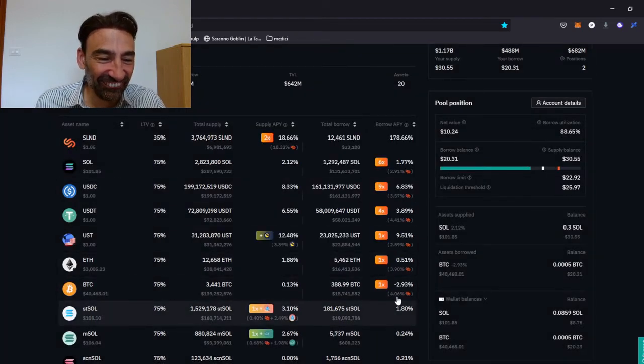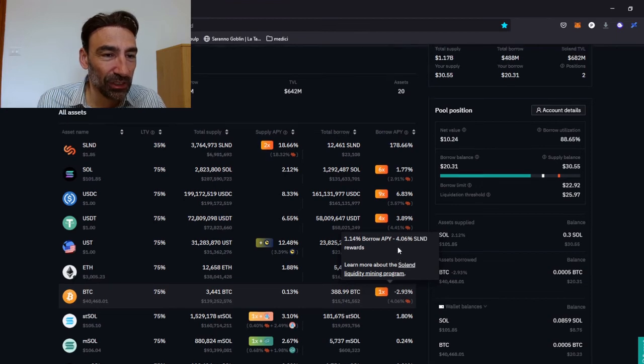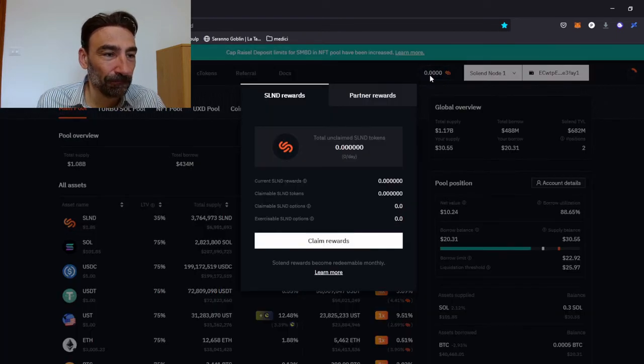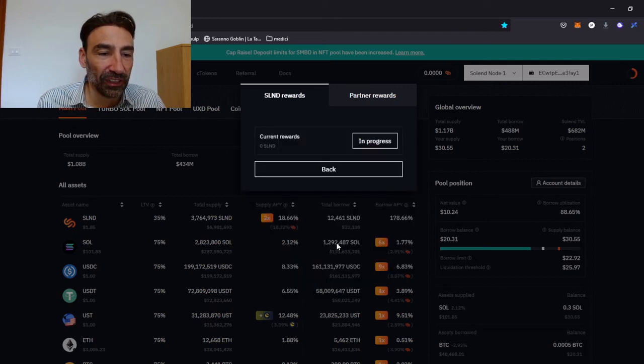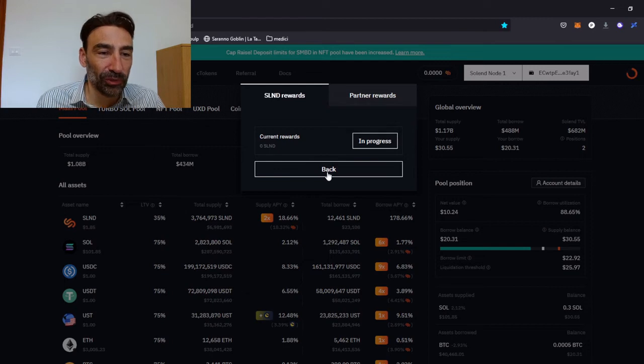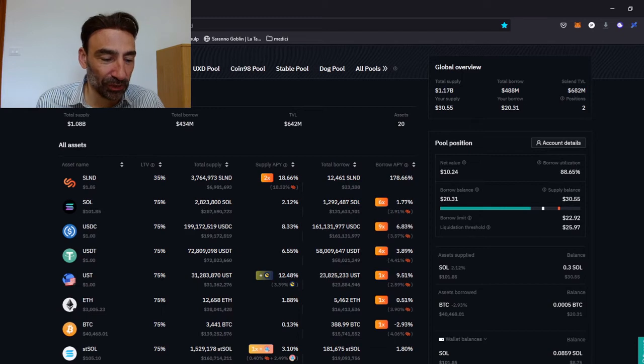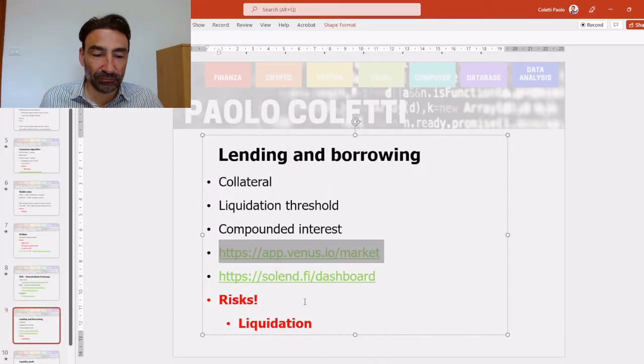Yes. Okay, but I will keep it like this. So I will get my Soland, which will slowly start to accumulate here. They pay you once a month. So while the interest is instantaneous, these Soland rewards are paid only once a month. You can see if I click claim rewards, okay, they're saying what? Claimable on the third of every month. So we'll see back. I think that I will later close my position. Okay, so the risk here is basically liquidation.